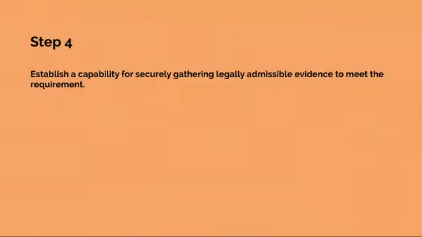The fourth step is to establish a capability for securely gathering legally admissible evidence to meet the requirement. At this point, the organization knows the totality of evidence available and has decided which of it can be collected to address the company risk and within a planned budget. With the evidence requirement understood, the next step is to ensure that it is collected from the relevant sources and preserved as an authentic record.